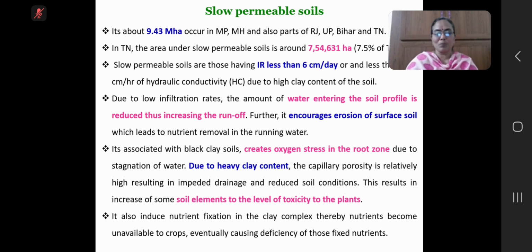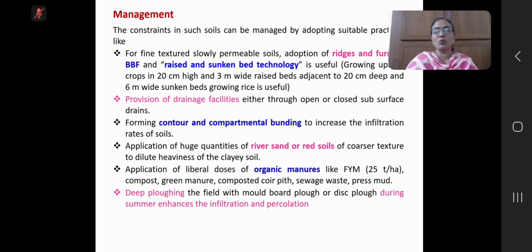At the same time, because of the water stagnation, oxygen stress will be created in the root zone, and also some of the reduced condition will be there. So that lead to toxicity of some of the plant nutrients. So how to manage this slow permeable soil?